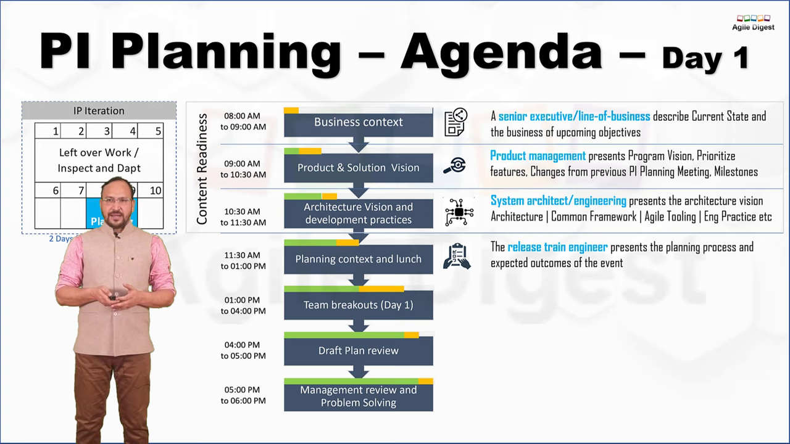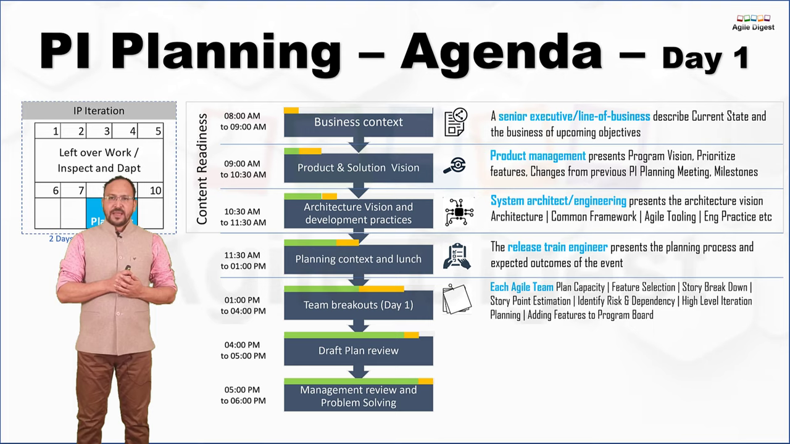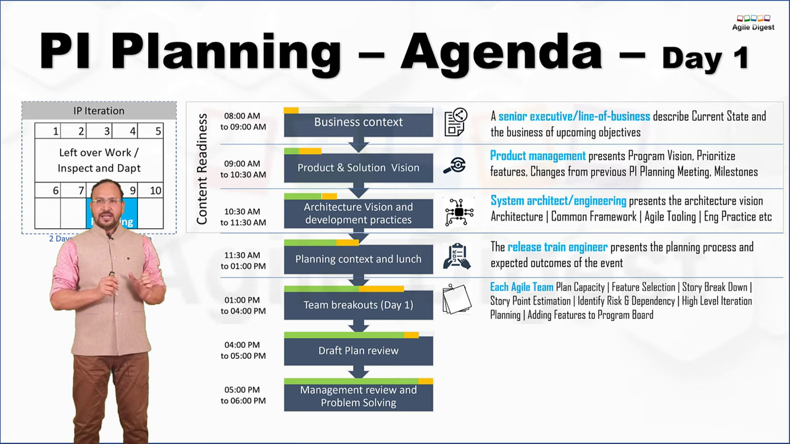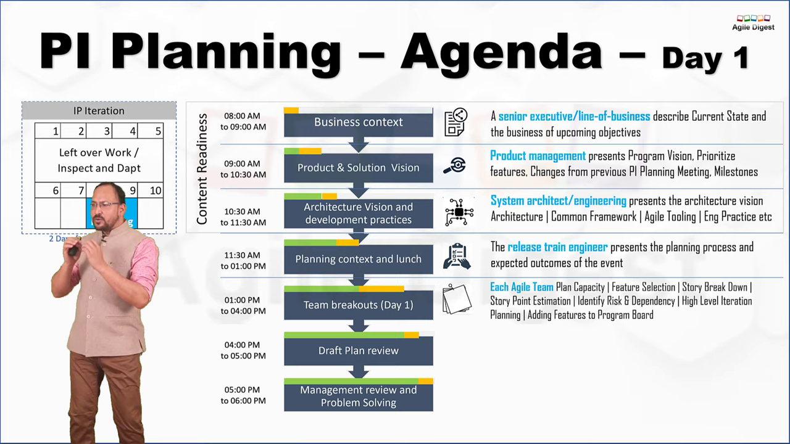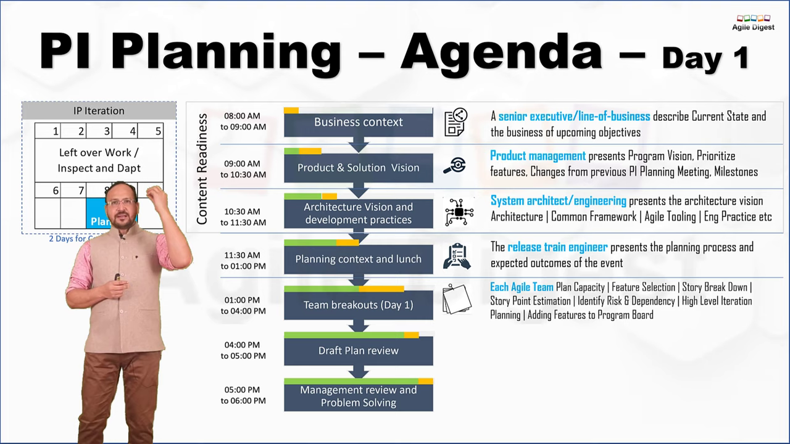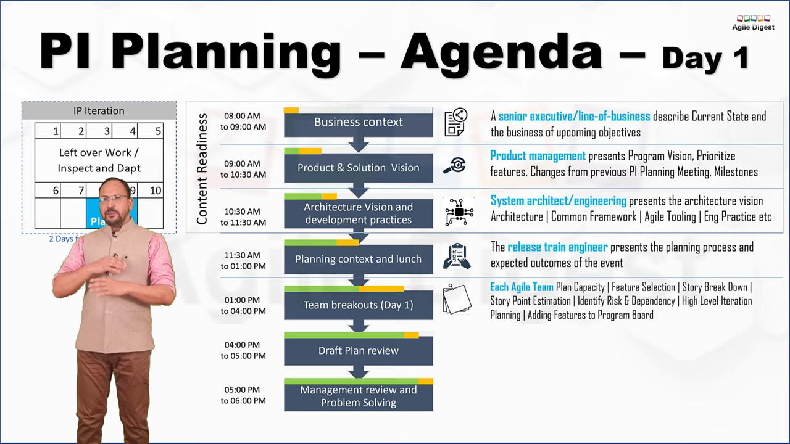Once these details are done, our team breakout starts. Team breakouts have multiple steps. We'll talk about all of those steps in a while, but this is where each agile team plans their capacity, breaks down stories from features, loads the stories into different iterations, updates the load for each iteration, identifies dependencies, identifies risks, and does many other activities. And finally, they prepare a draft plan.